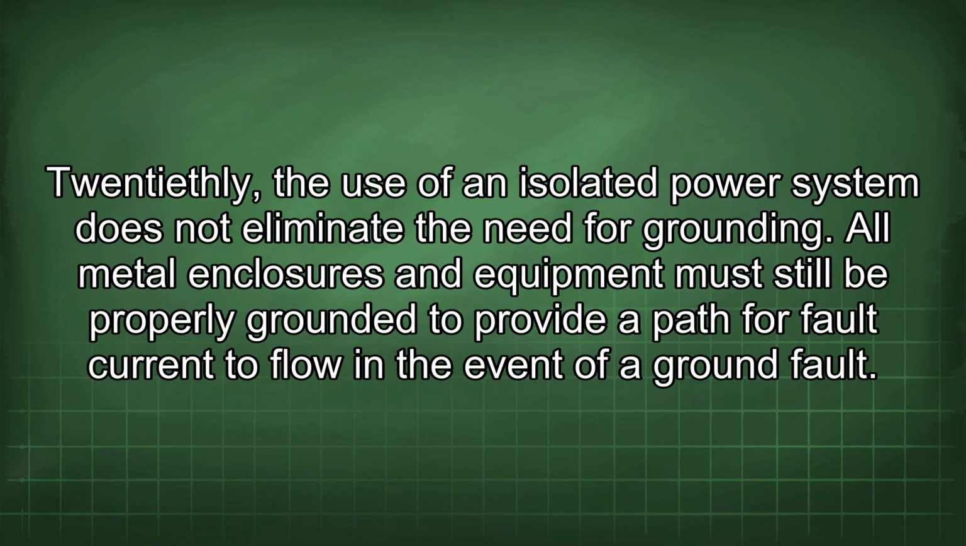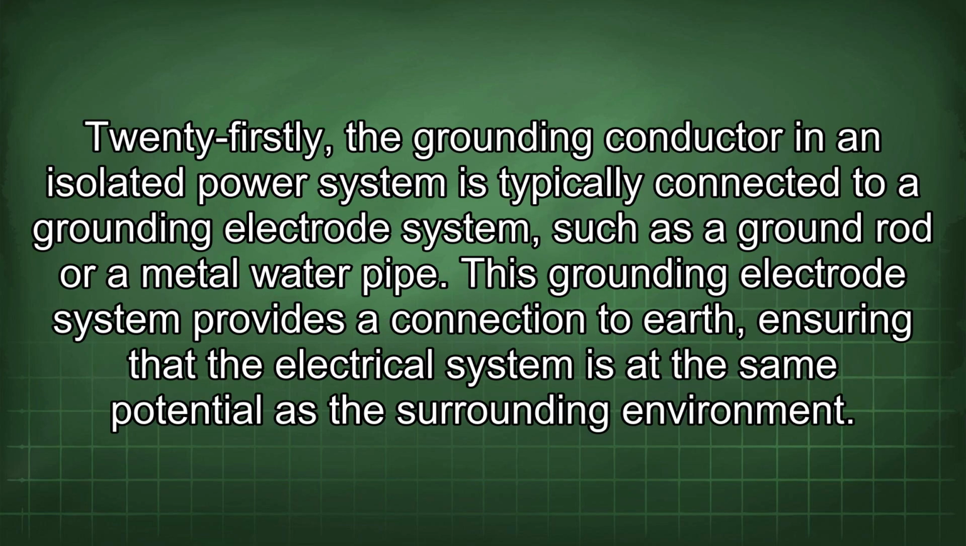20thly, the use of an isolated power system does not eliminate the need for grounding. All metal enclosures and equipment must still be properly grounded to provide a path for fault current to flow in the event of a ground fault. 21stly, the grounding conductor in an isolated power system is typically connected to a grounding electrode system such as a ground rod or a metal water pipe.